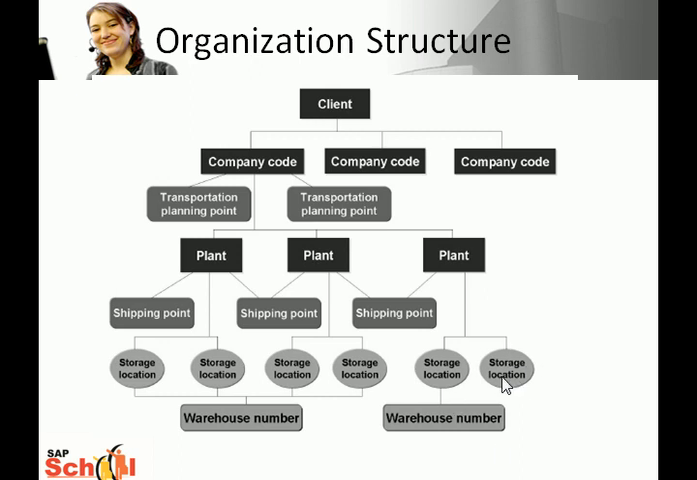You can also see from here that you do not have to link every storage location to a warehouse, and also that there is a one-to-many relationship between a warehouse number and a plant storage location combination. So you can have multiple plant and storage location combinations linked to a warehouse, but you can't have it the other way around, which is that a specific plant and storage location combination links to two warehouse numbers. That's not possible.